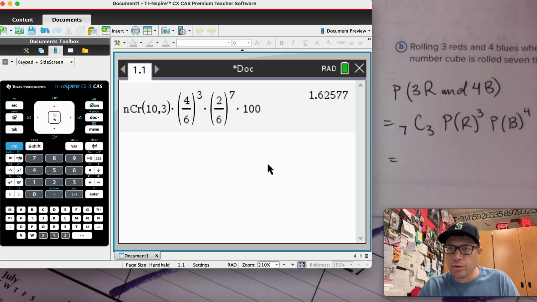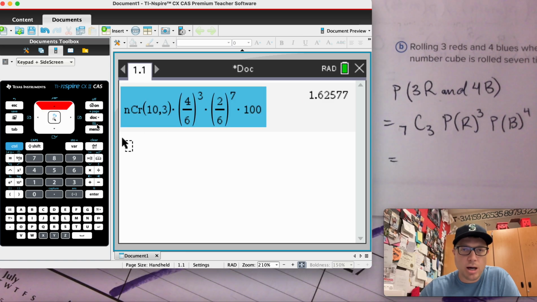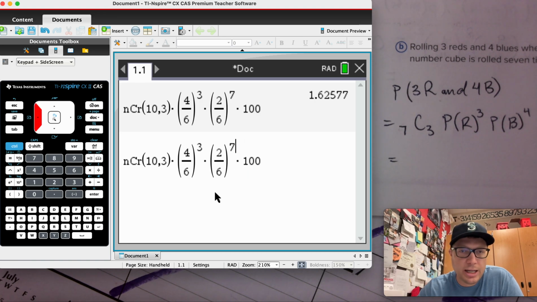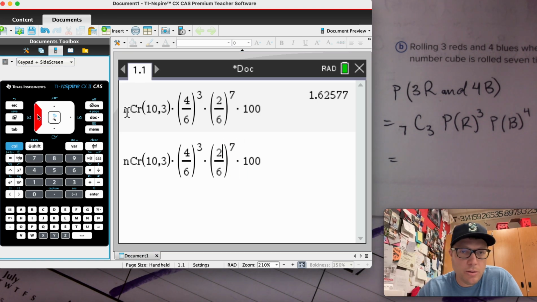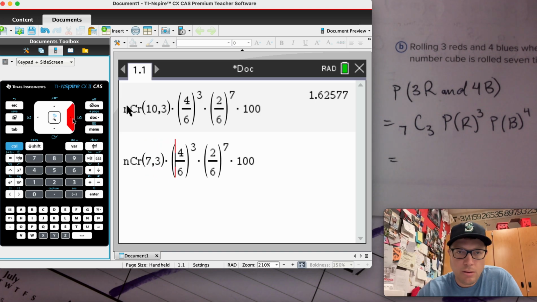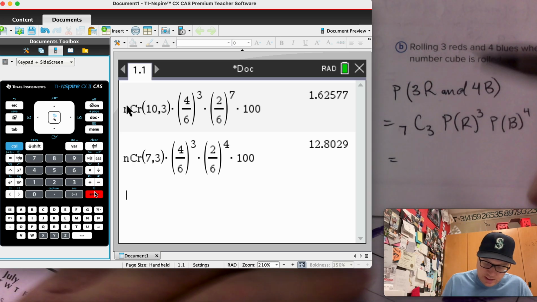So rolling 3 reds and 4 blues when a number cube is rolled 7 times. So I'm going to go up. I'm going to press enter to bring it down, and I'm going to edit it. So I'm going to go 7 here, and then that's a 3. This needs to be a 4. And then times it by 100 to turn that fraction into a percentage. Control enter. 12.80%.